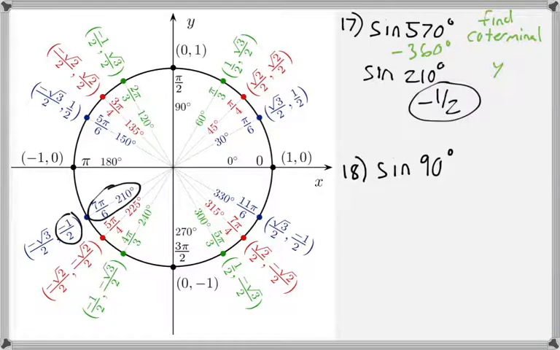And then sine of 90 degrees, again sine, you're finding the y-coordinate. 90 degrees is right here, and the y-coordinate is just 1. And that'll be our answer.